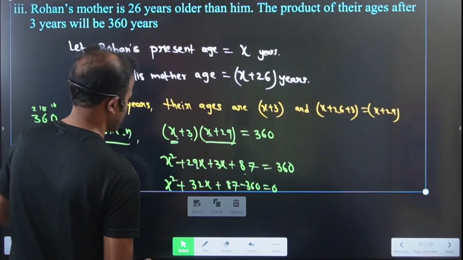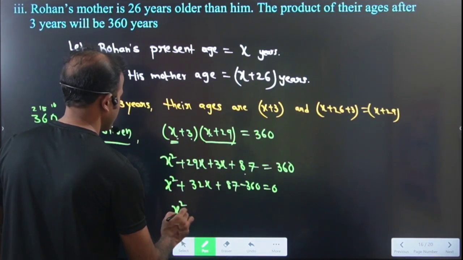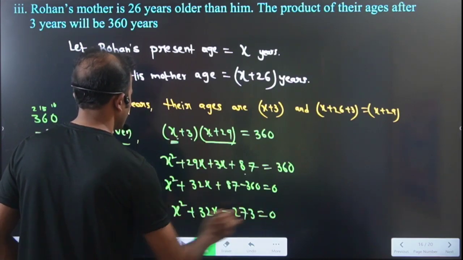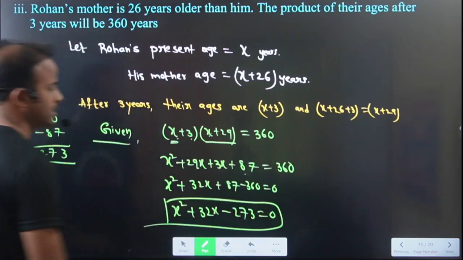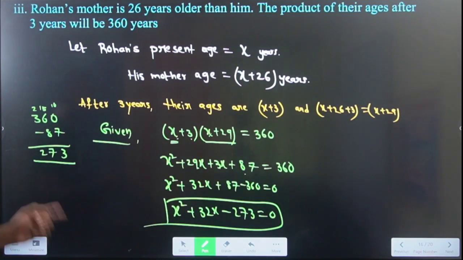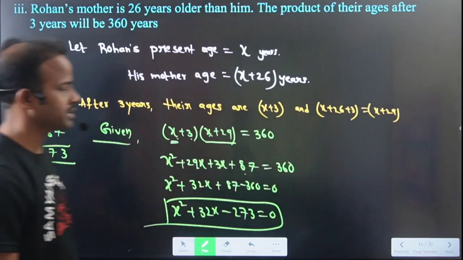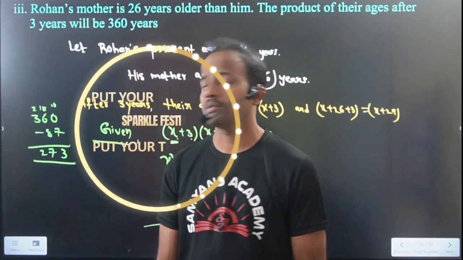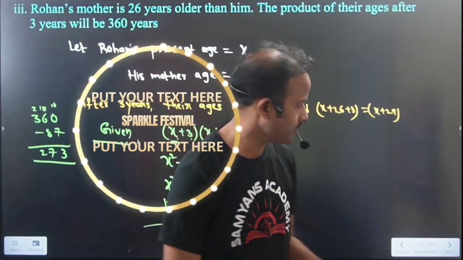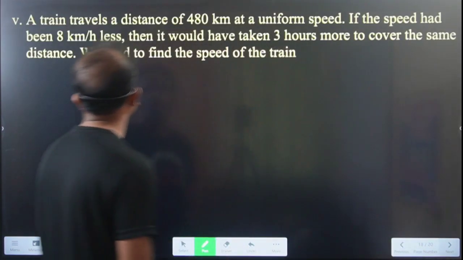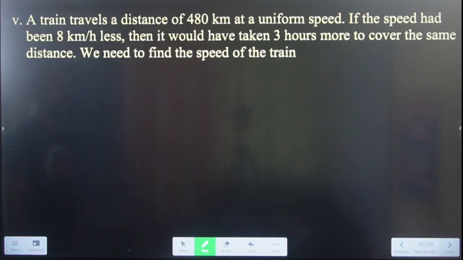This is 273. X square plus 32x minus 273 equal to 0. So this is the required equation. Okay. X square plus 32x minus 273 equal to 0. Where what is the x here? Where x is the Rohan's present age. Okay. And this is the required quadratic equation, which represents the given situation. Okay. And now move on to the next question. Okay. A train travels a distance of 480 km at uniform speed.